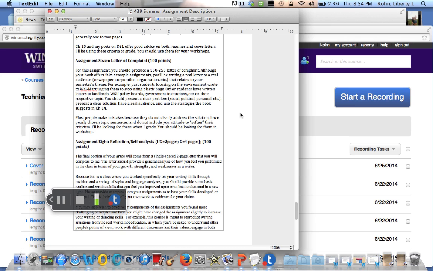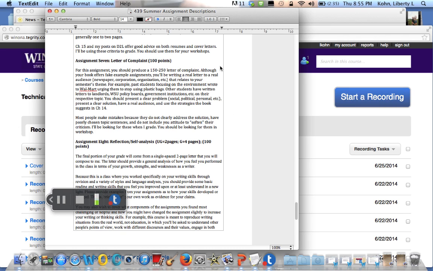This lecture will cover the letter of complaint assignment, and it is supported by Chapter 14 of your textbook, so you might as well flip to Chapter 14, which is entitled Writing Letters, Memos, and Emails in the ninth edition. We'll also be, to begin this, looking at the assignment itself. Very short description, pretty easy assignment.